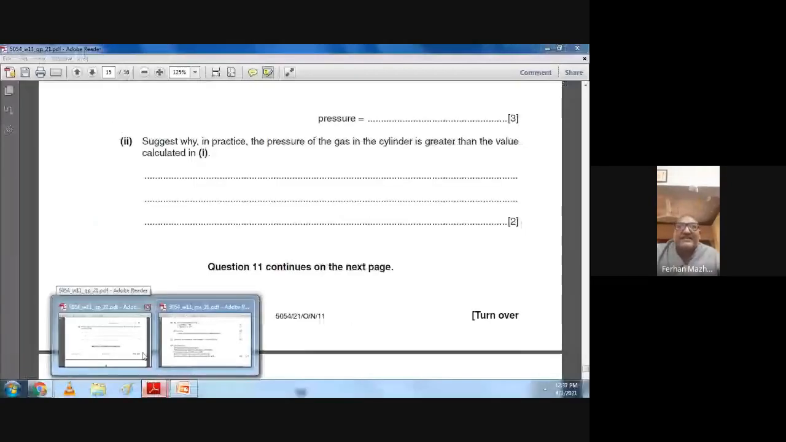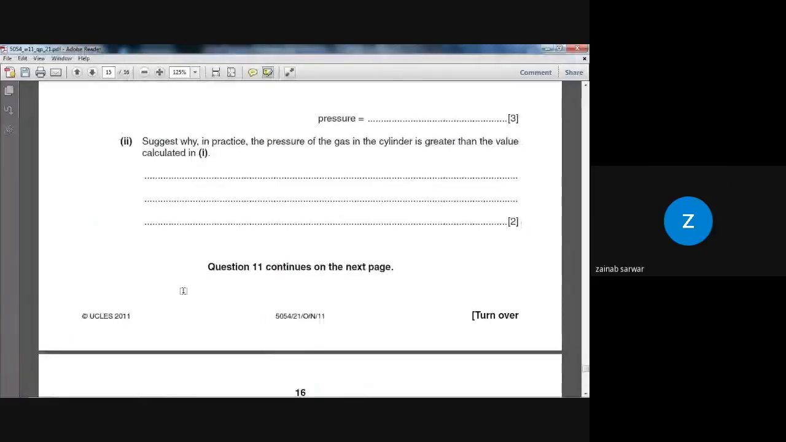Muskan and Zam, you have written this answer? Yes, sir. Yes, sir.